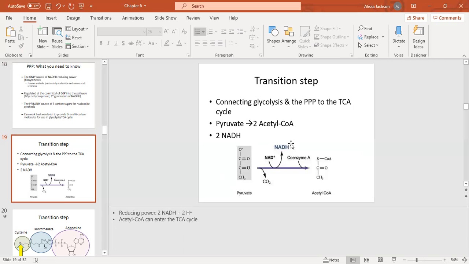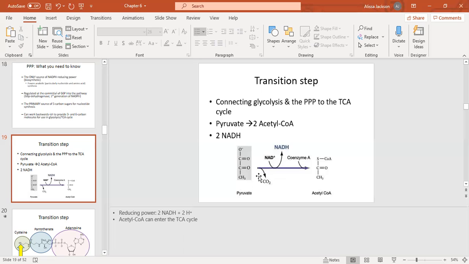For pyruvate, you get 2 acetyl-CoA. Okay, yeah. So this would happen twice. I see what you're saying. For each pyruvate. Would it happen twice for each pyruvate or just once? That's the part I'm confused about.